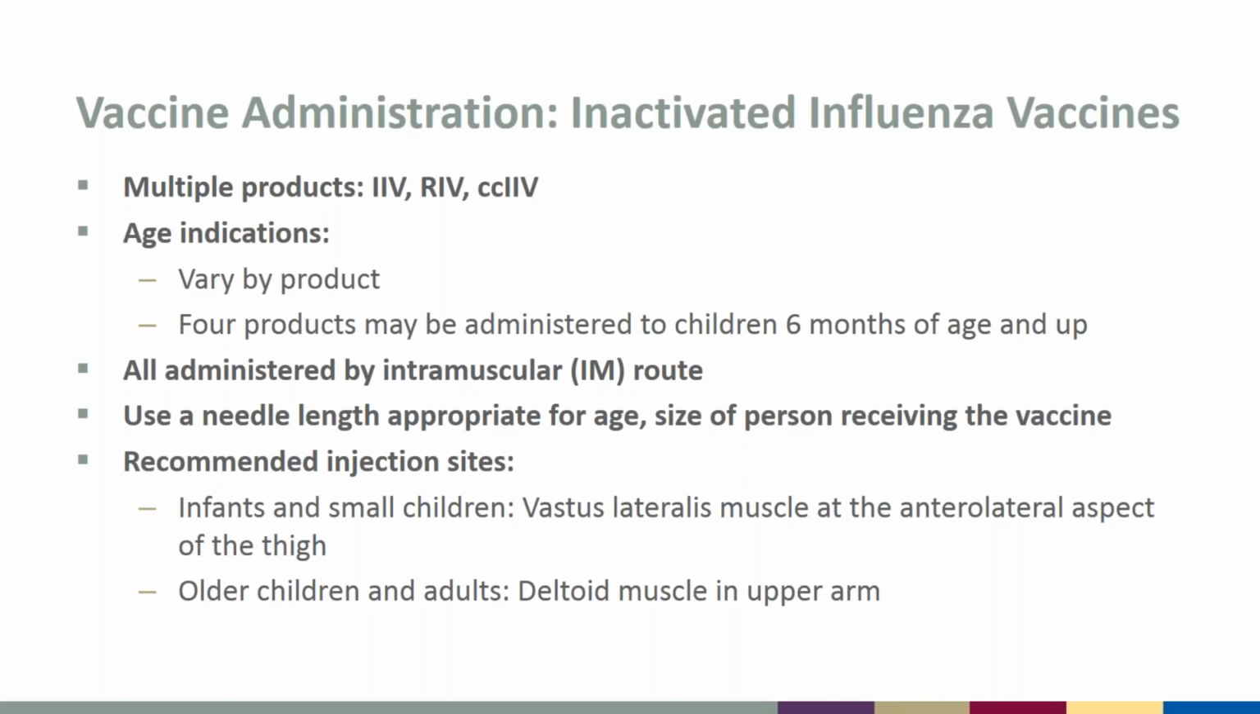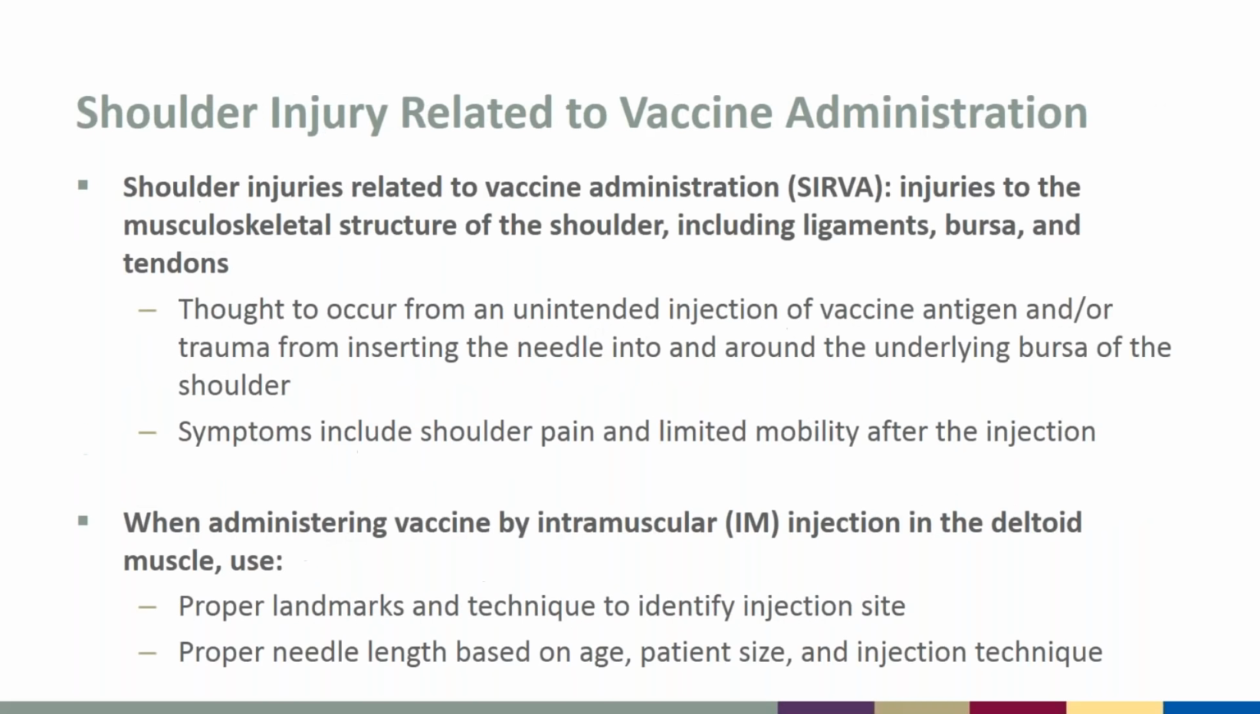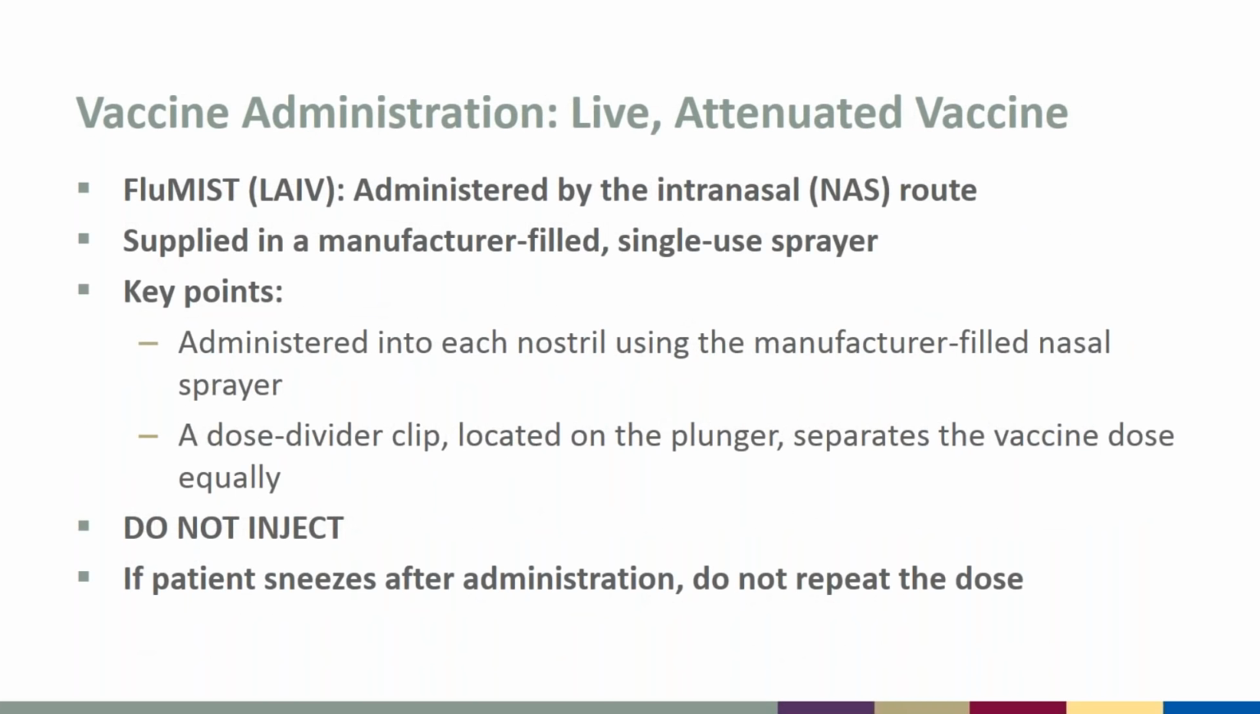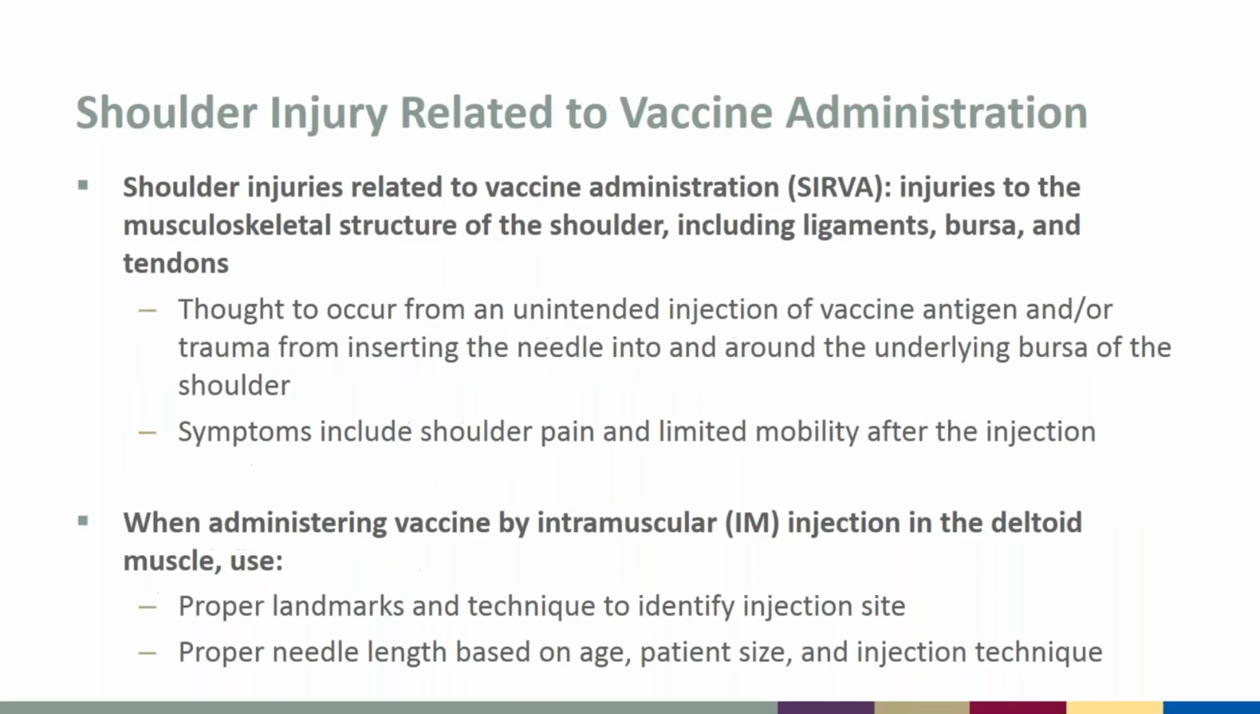Having just mentioned that the deltoid muscle in the arm is preferred for adults, I'd like to take a few minutes to talk about shoulder injury related to vaccine administration. Oops, sorry, it went a little too fast there. So shoulder injury related to vaccine administration is sometimes abbreviated as SIRVA.